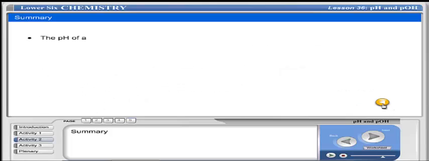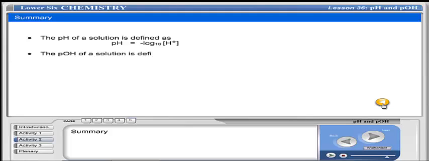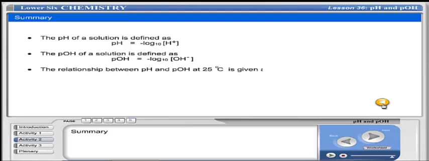The pH of a solution is defined as pH is equal to the negative logarithm of concentration of H+ ions to the base 10. The pOH of a solution is defined as pOH is equal to the negative logarithm of concentration of OH- ions to the base 10. The relationship between pH and pOH at 25 degrees Celsius is given as pH plus pOH is equal to 14.